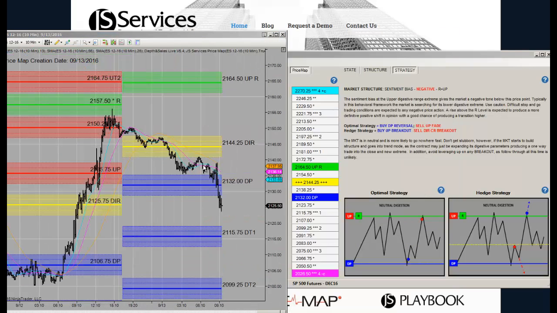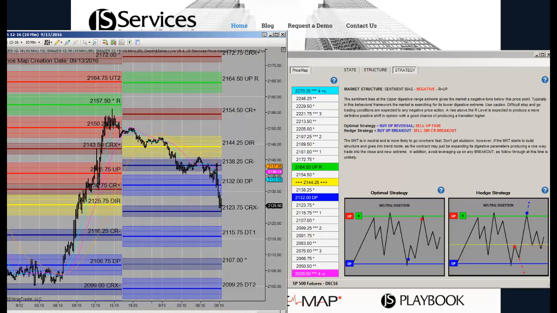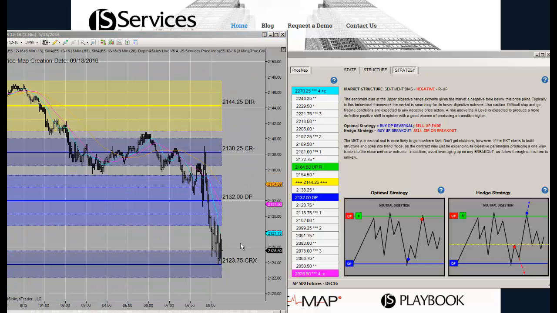As we come into this current session, we have a failure, a DP breakout. The market is in neutral digestion, so we've been kind of stop and go, but we are working these metrics lower. Let's put the minor levels on here. Here again, the market has broken out to the downside and is stabilizing off the CRX minus.